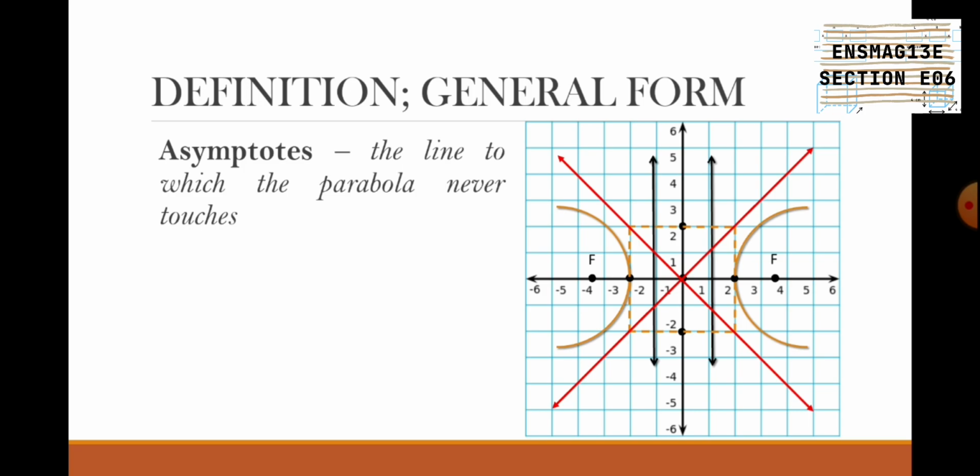Asymptotes. These are the lines to which the hyperbola never touches. If we extend our hyperbola, its points will never intersect with this line, or the asymptotes.